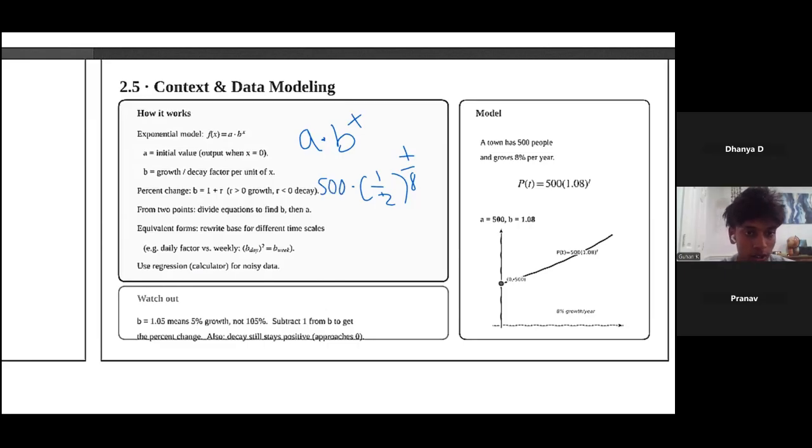Now, b is our growth or decay factor. And when b is less than 1, between 0 and 1, it's going to be a decay factor because as the exponent is increasing, anything below 1 and greater than 0 is just going to keep on getting smaller. Like 1 over 2 to the power of 2 becomes 1 over 4, right? So that's why when b is between 0 and 1, it's going to be decay.